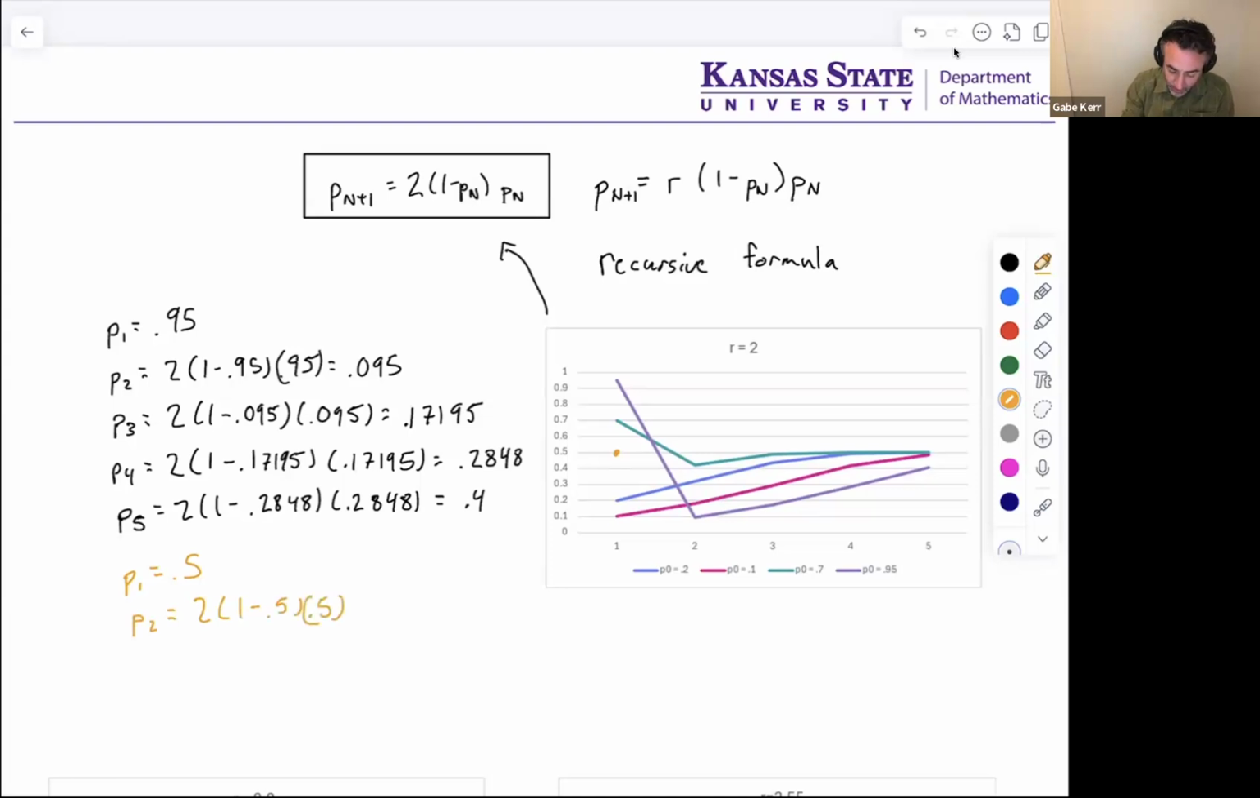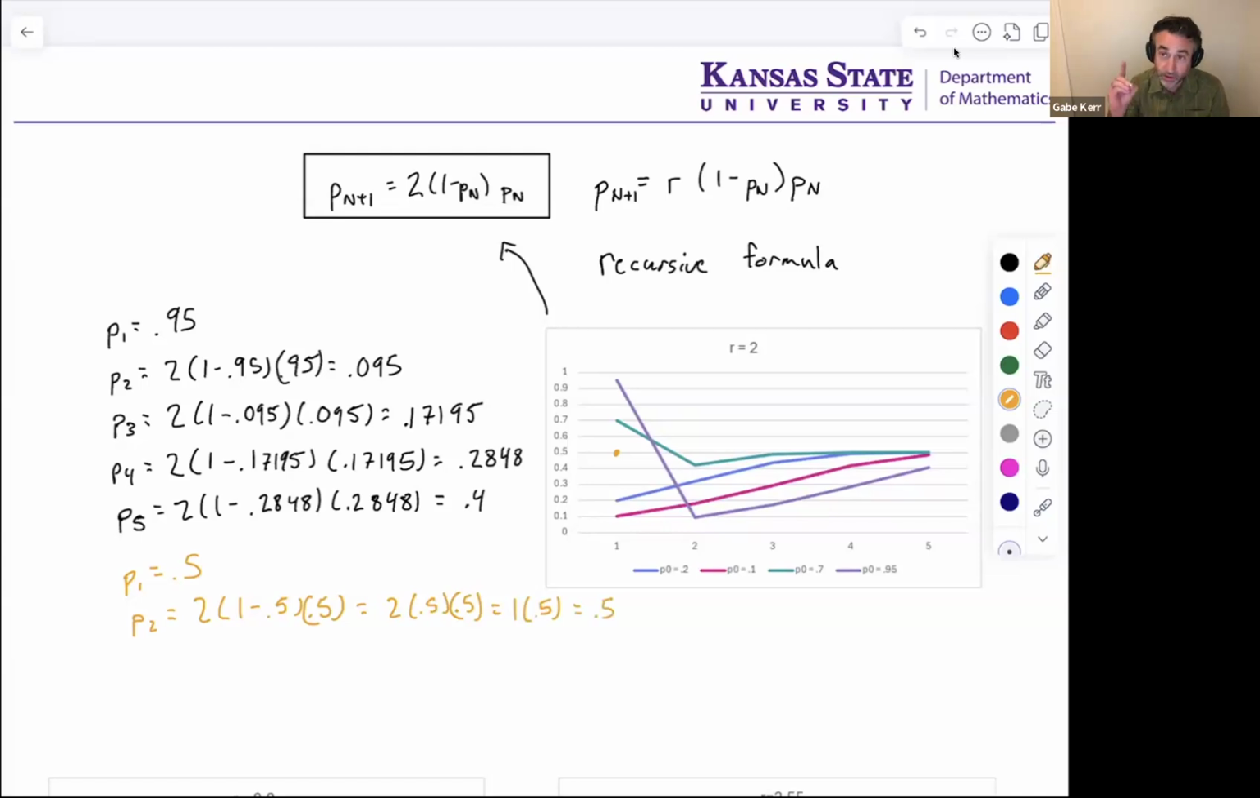And I'm going to go ahead and do this one by hand. This doesn't look too hard. 1 minus 0.5 is 0.5. And then 2 times 0.5 is 1. So this is 1 times 0.5. But 1 times anything is itself, so you just get 0.5.